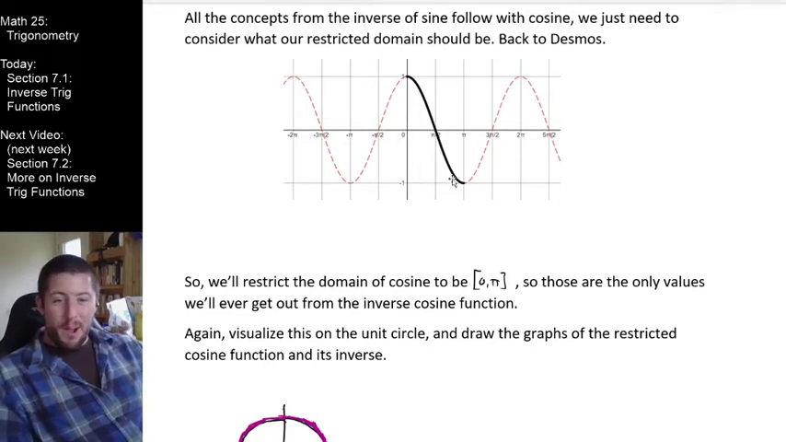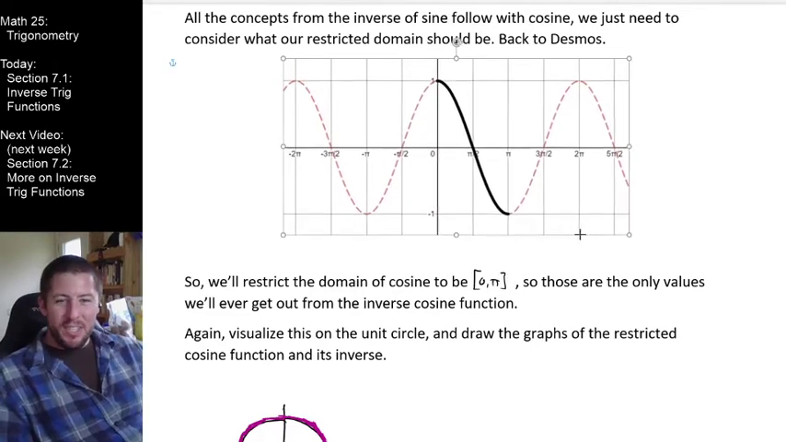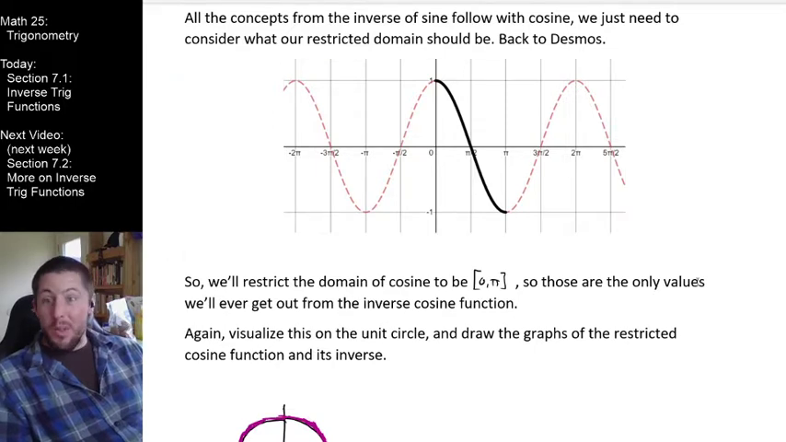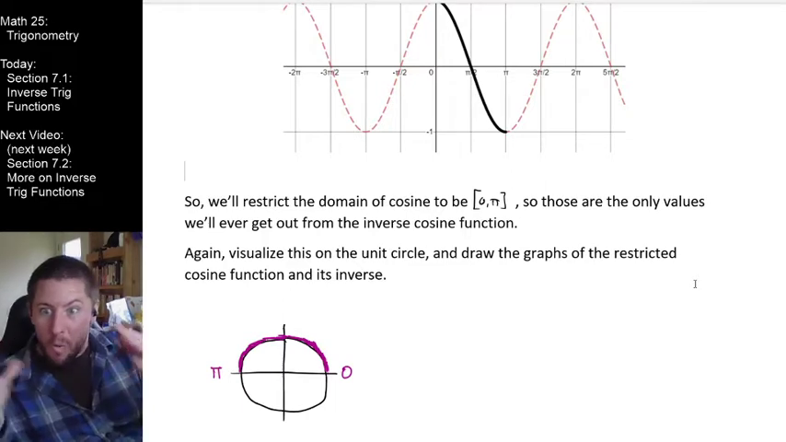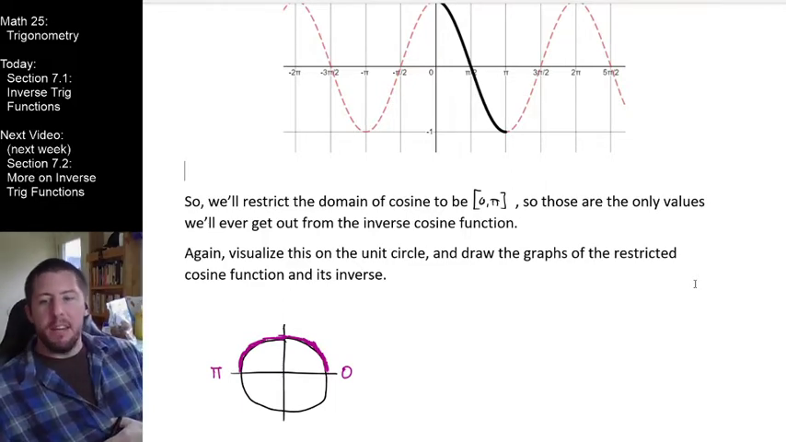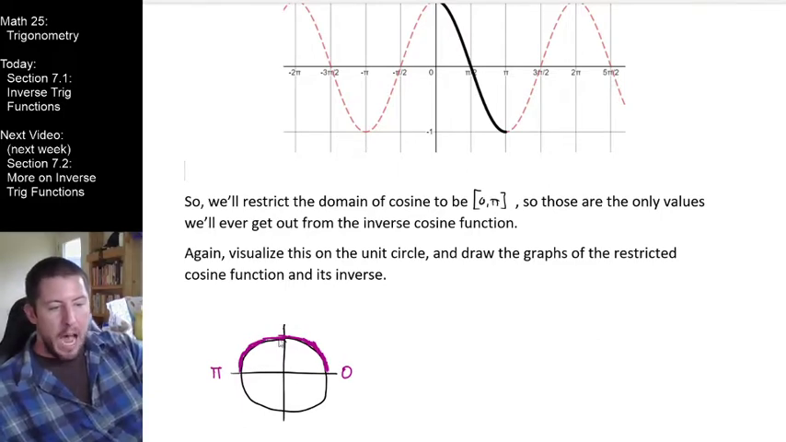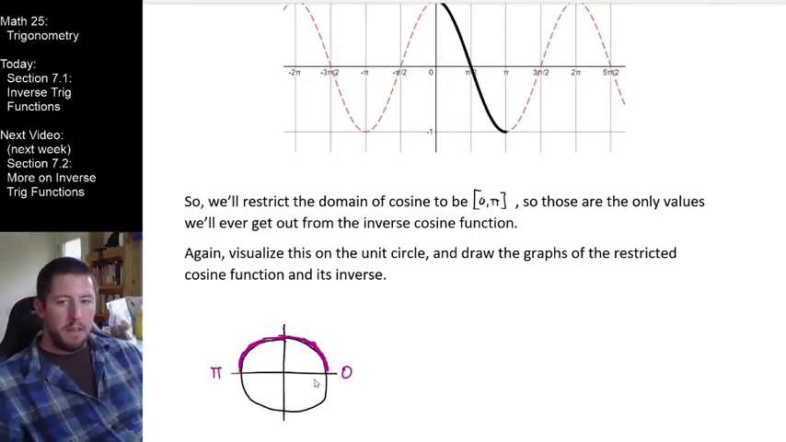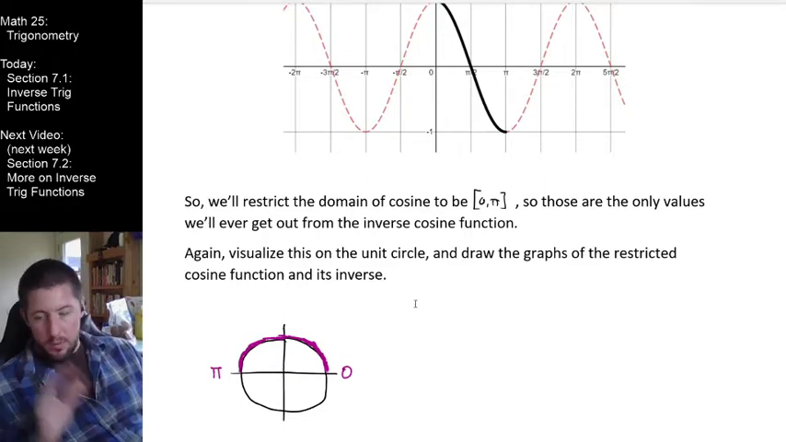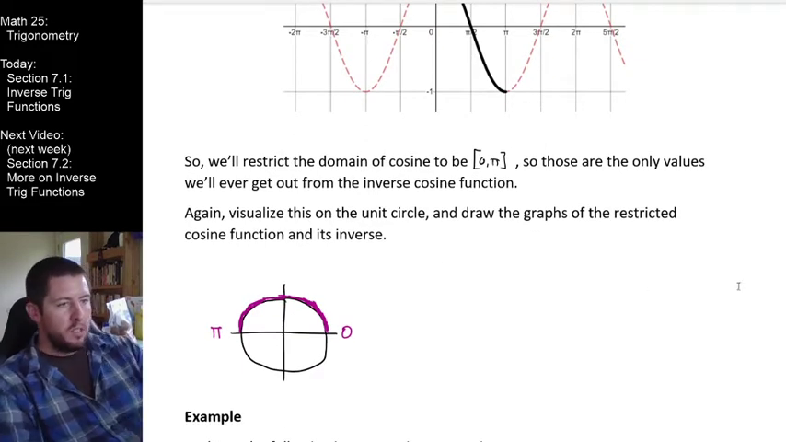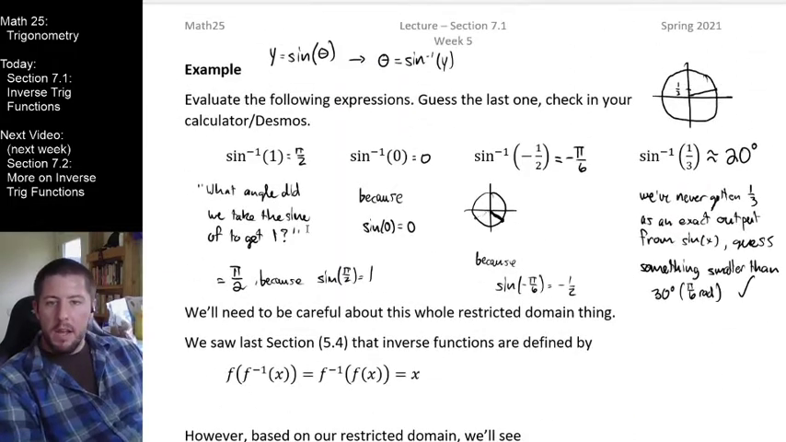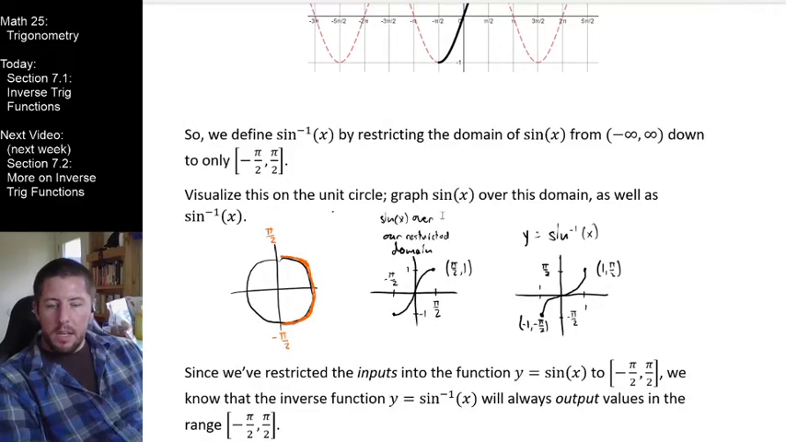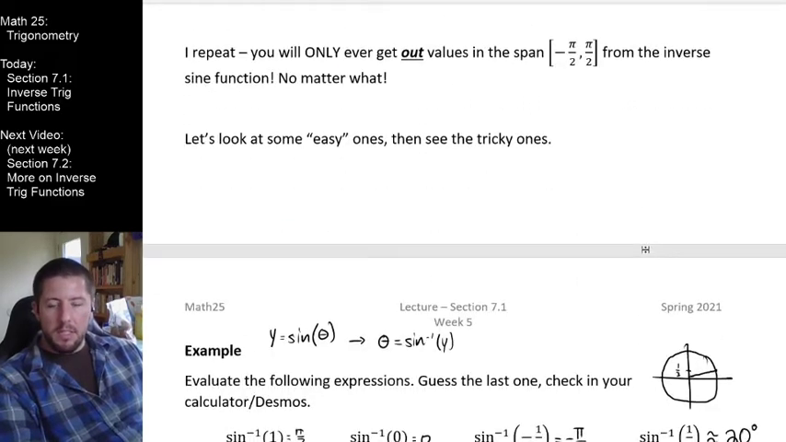We'll restrict the domain of cosine to be 0 to pi. So those are the only values we will ever get out from the inverse cosine function. Again, we are stuck only ever getting out 0 to pi from the inverse cosine function. You will never, ever get out anything that is not on the top half of the unit circle from the inverse cosine function. So there is our unit circle. We jumped ahead and did that one. We already did the unit circle drawing. We're now going to see here. I just want to scroll up so I can mimic my writing from above right here. So what I write right here, I said, I'm going to write cosine of x over our restricted domain.